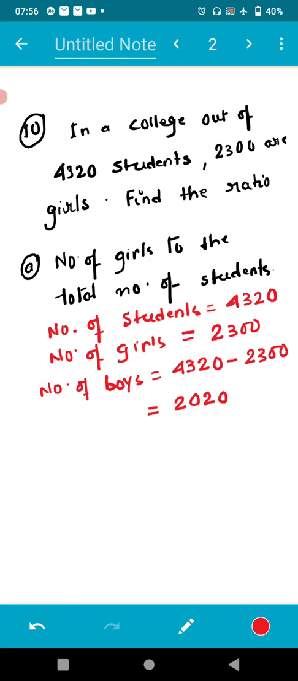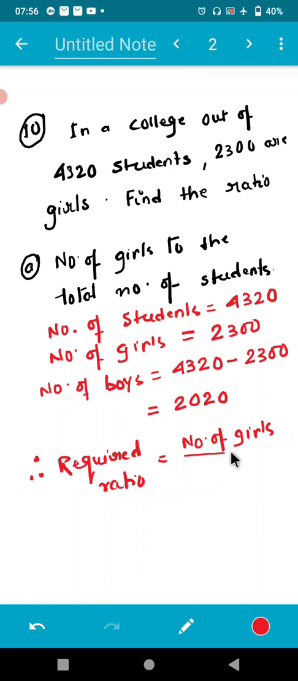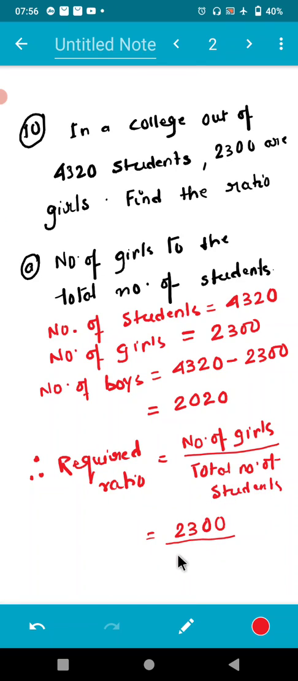Now we are in a position to find out the ratios. So what is the first ratio that we have to find out? The required ratio is number of girls by total number of students. You see, very simple. Now just put the values. Number of girls is 2300, and total number of students is 4320. Now let's reduce this, students.